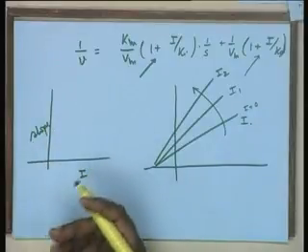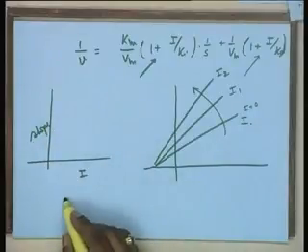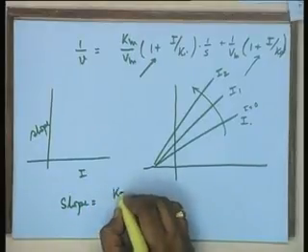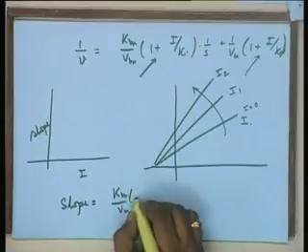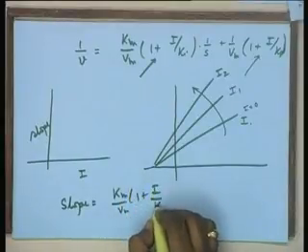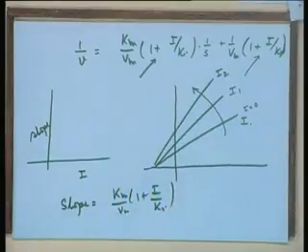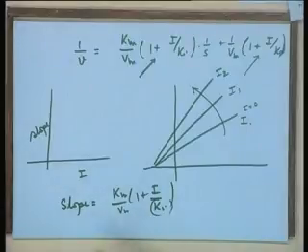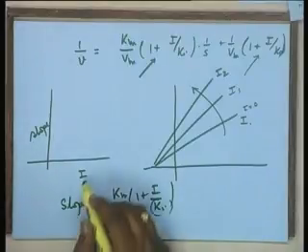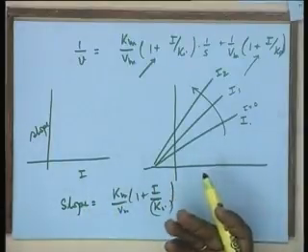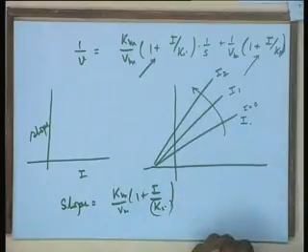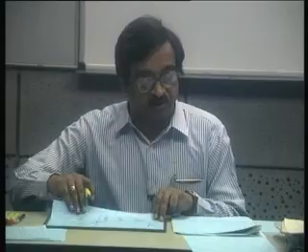or intercept, you can get a straight line, because slope will be equal to Km over Vm, 1 plus I over Ki, and therefore, one can determine the magnitude of Ki either by plotting the slope versus the inhibitor concentration or by intercept. Either way one can determine, and that can give you the magnitude of the inhibition constant.